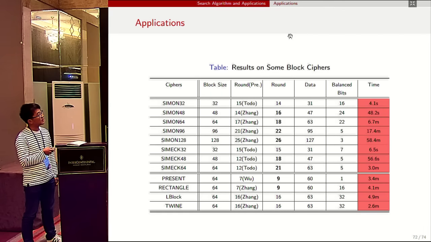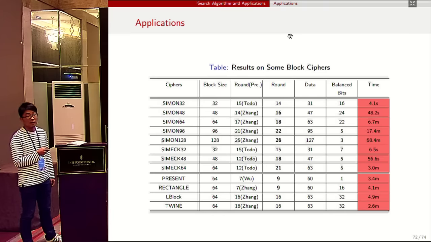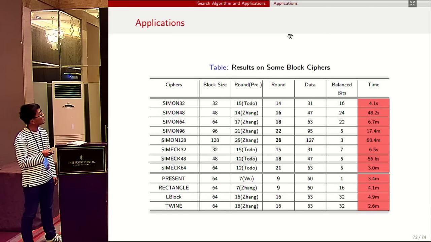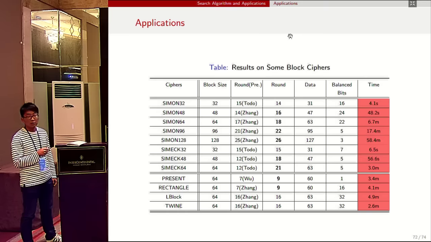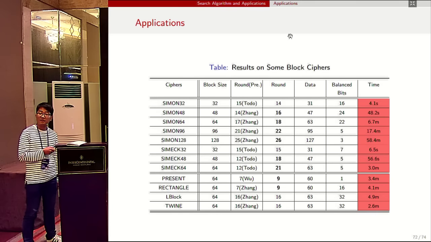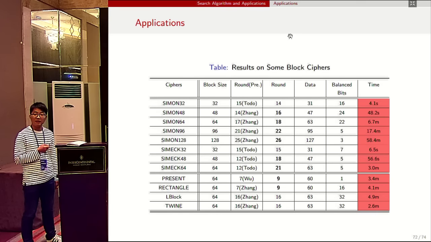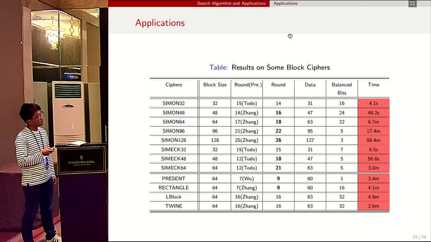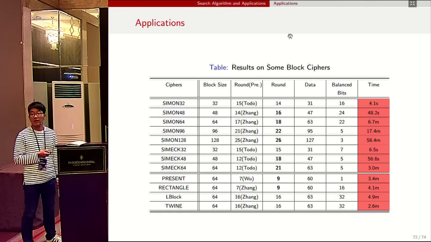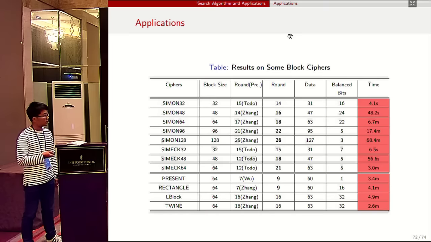The more important data is this column. This column shows the execution time of this search algorithm. And among these ciphers, Simon 128 took the most time, but it's still less than an hour on a personal desktop. So this algorithm is quite efficient and practical.